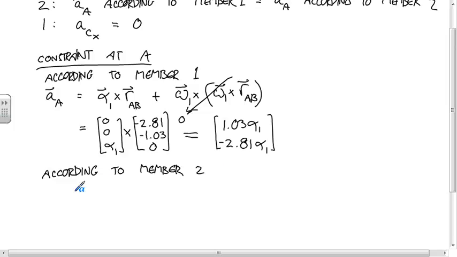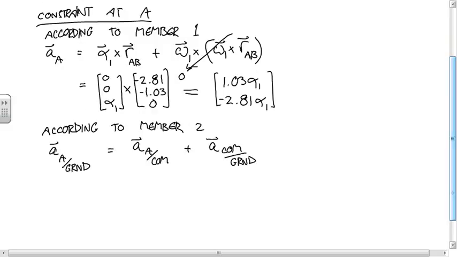So according to member 2, the acceleration at A is a little more complicated now because there's no fixed point. So the acceleration at A relative to the ground is equal to the acceleration at A relative to the center of mass plus the acceleration of the center of mass relative to the ground. This one comes from the watermelon equation.